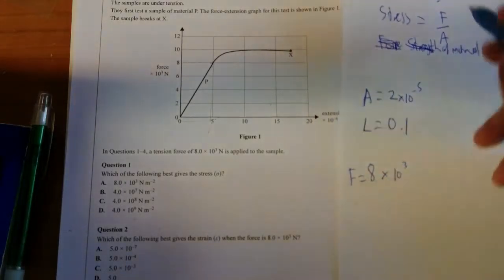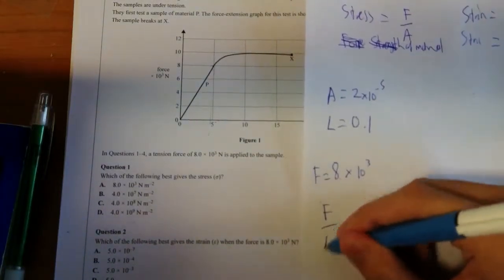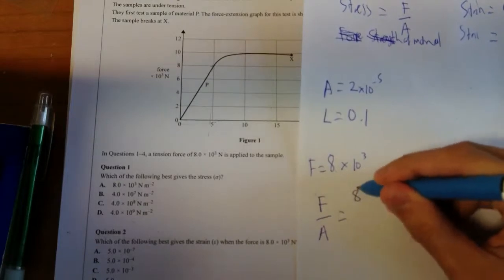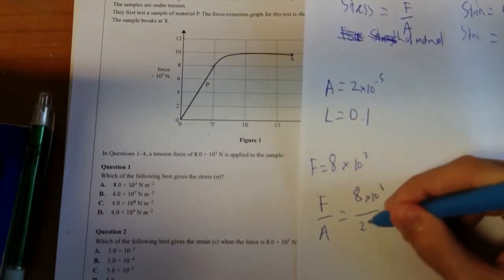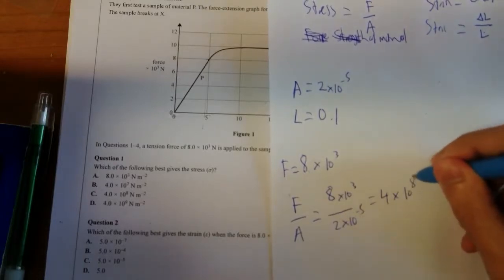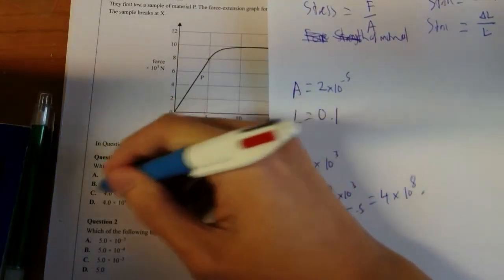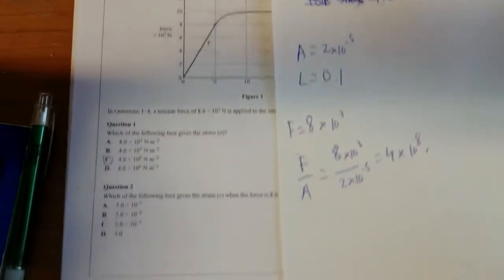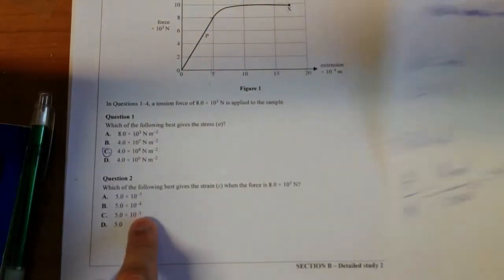What does stress equal? Stress equals force divided by area, so we only need F and A. Force on area. Easy. So 8 times 10 to the 3 on 2 times 10 to the negative 5. So it becomes 4 times 10 to the 8. Yep, 4 times 10 to the 8. Oh, I was right. Okay, keep moving.